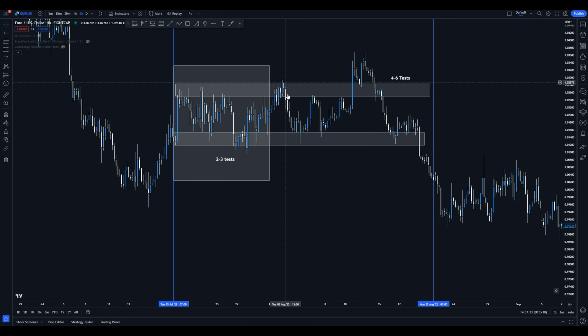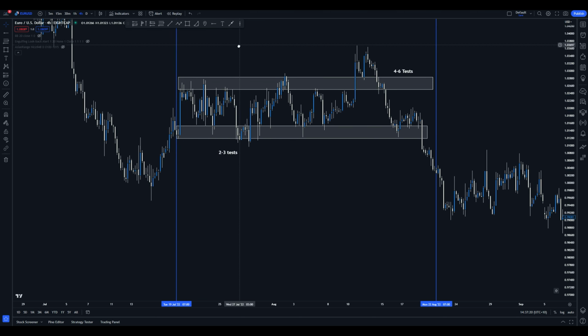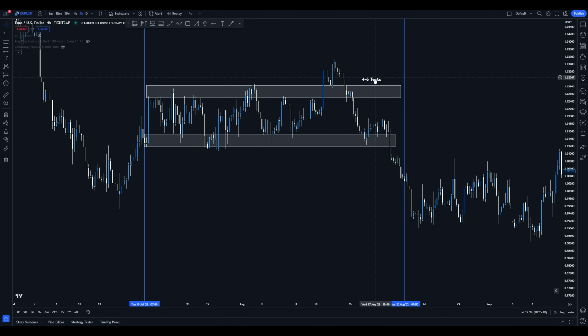But as soon as it got to past here and it was hitting 4, 5, 6, 7, 8 tests, I highly recommend staying away from that level. See what the market does, and just react. Don't try and predict at that point.